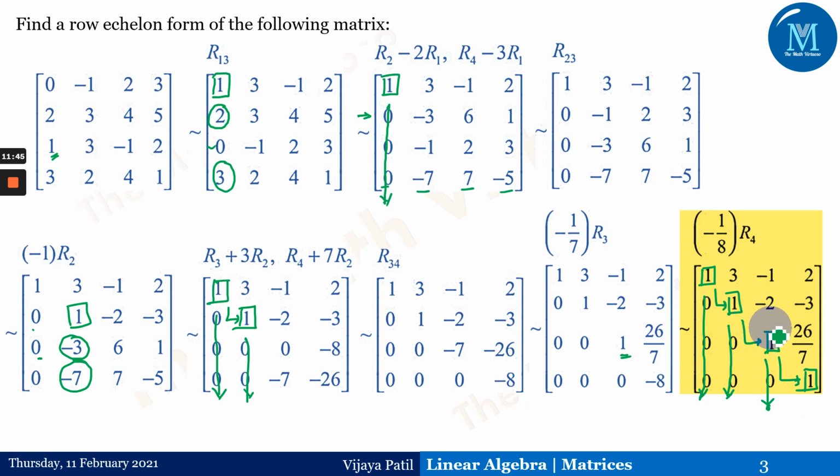The row echelon form has been achieved. After getting the row echelon form, how many rows are having non-zero elements? So 1, 2, 3 and 4. All of them are having it. So the rank of this particular matrix A is equal to 4, because I wanted the number of non-zero rows in a row echelon form.